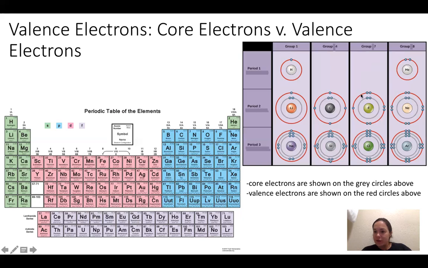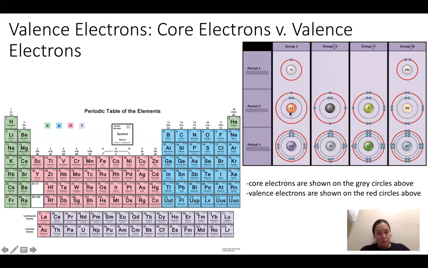Again, fluorine also has 7 valence electrons, but fluorine only has 2 core electrons, okay? So the core electrons are the electrons on those inner shells, and the valence electrons are on the outermost shell, okay?